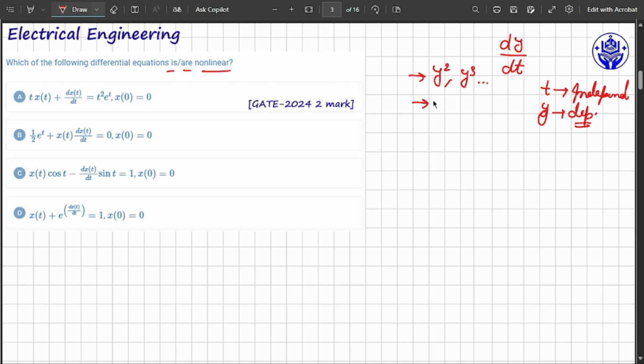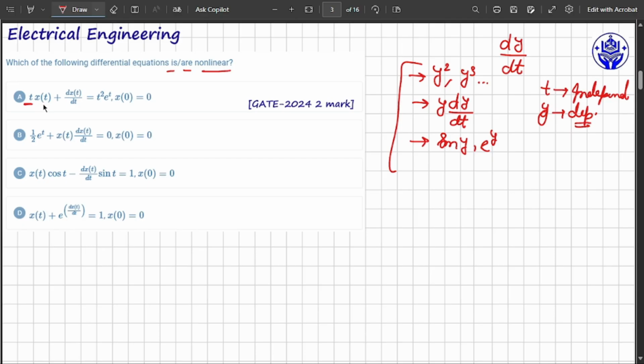If the dependent variable is multiplied with its derivative, then it will be non-linear. And if any kind of non-linear function like sine of y, e to the power of y is present, then it will be non-linear. If any one of these three is present in the equation, then that will be a non-linear kind of differential equation.